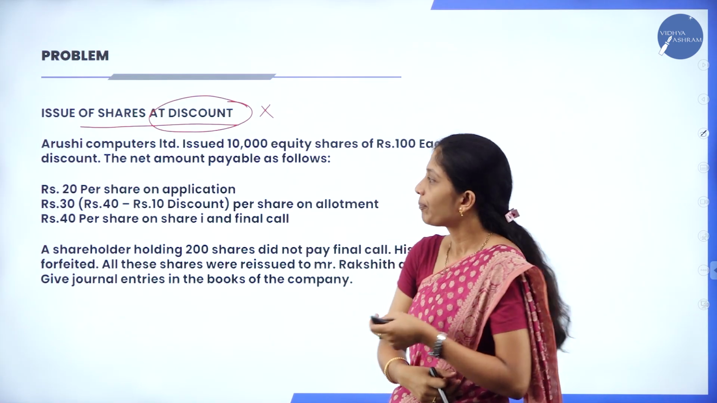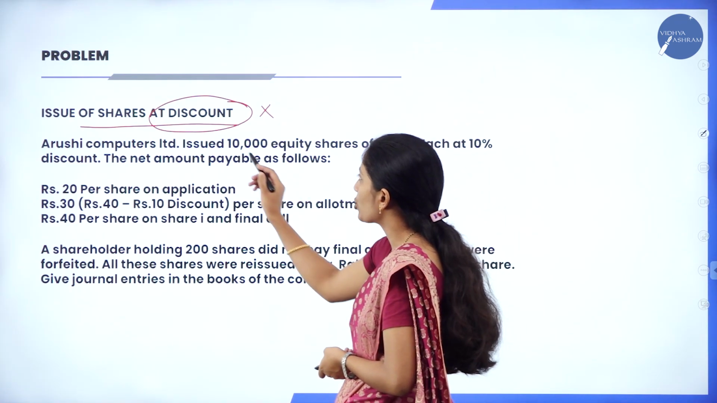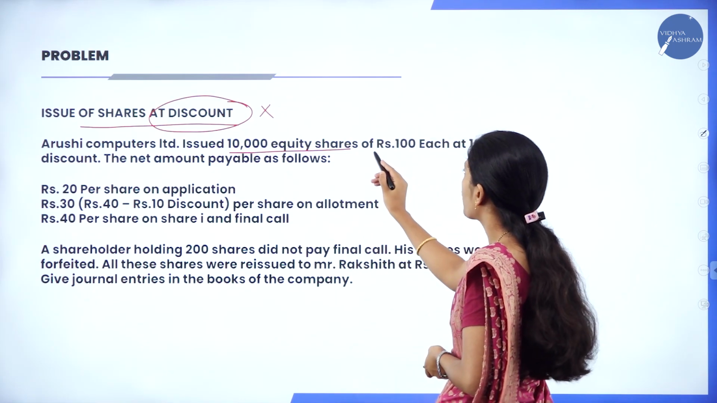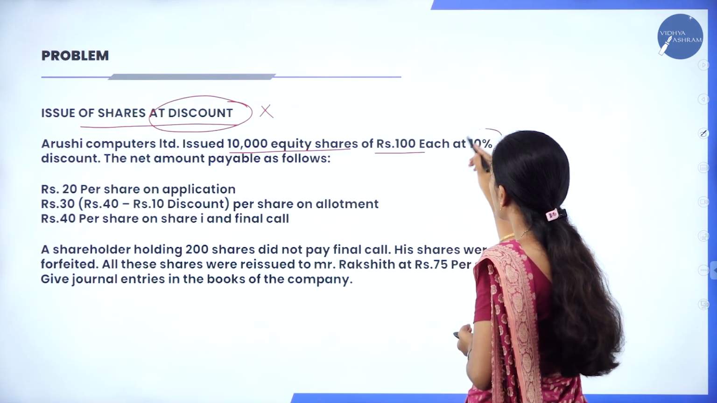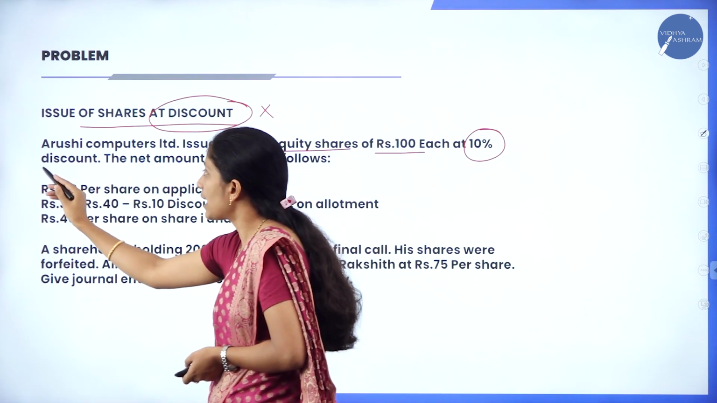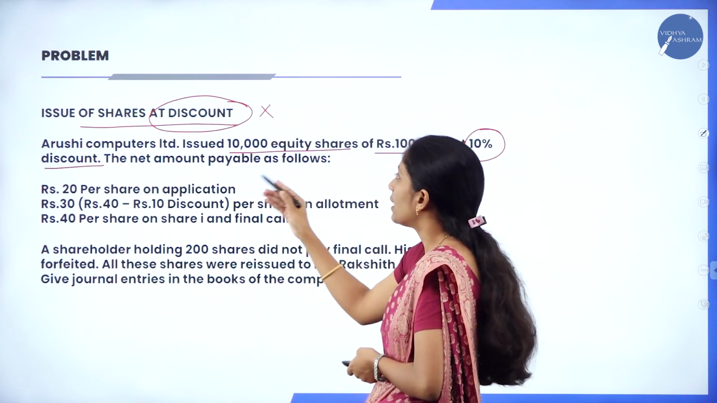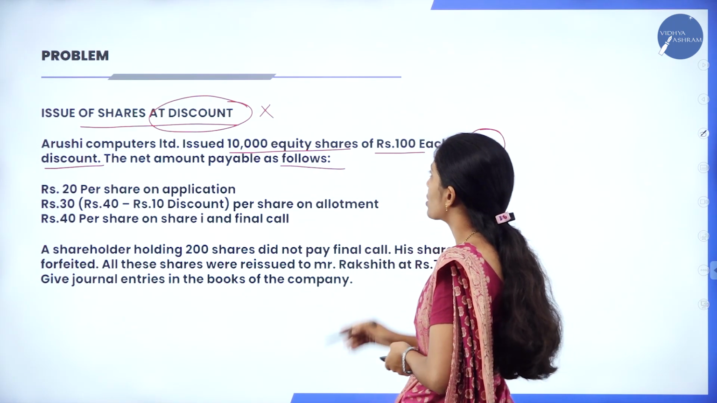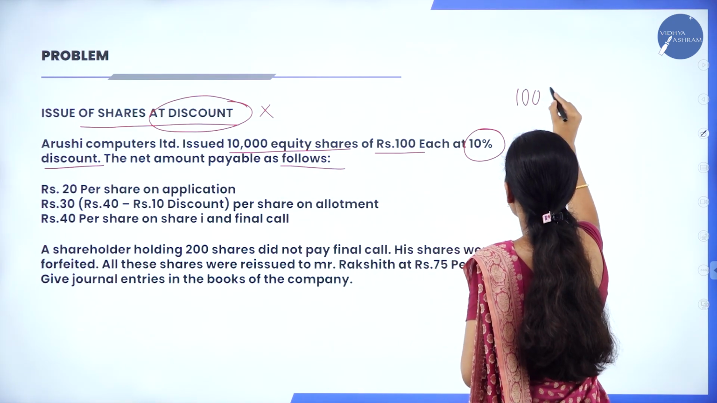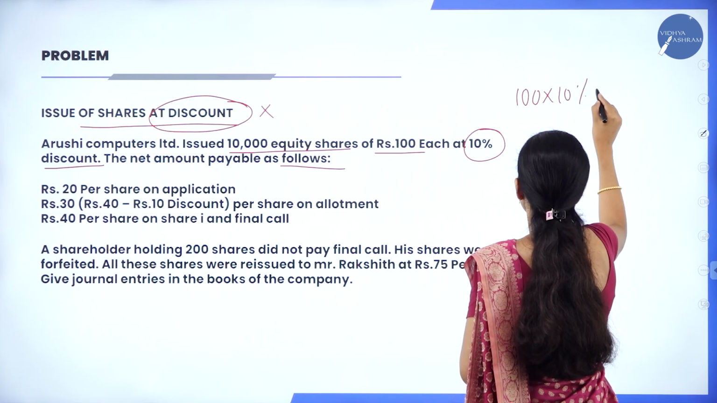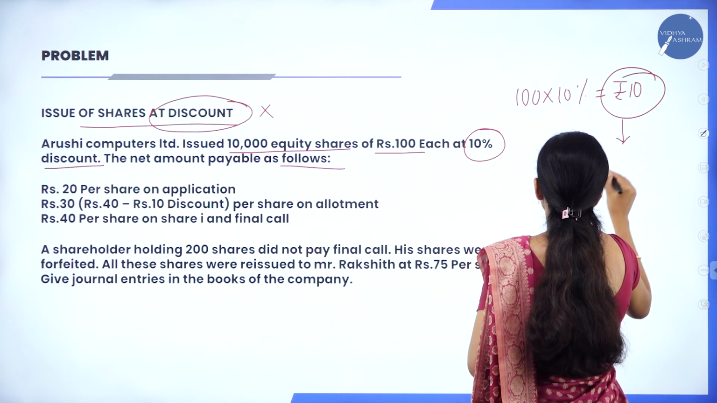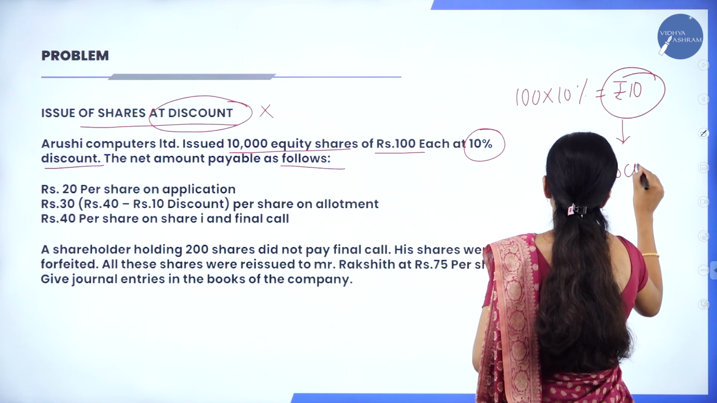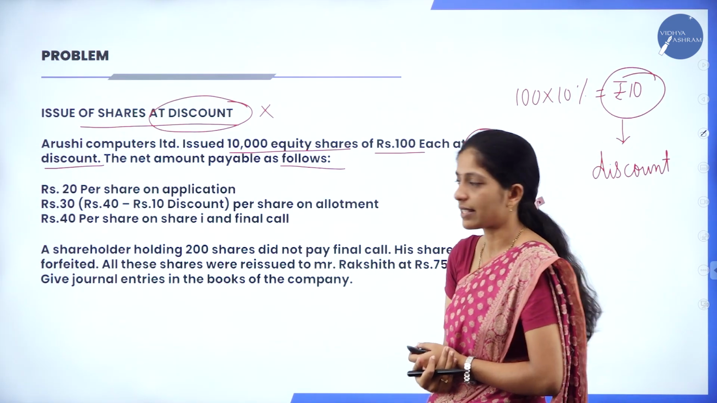So go through this. Arushi Computers Limited issued 10,000 equity shares at rupees 100 each at 10% discount. Here they have given that it has been issued at 10% discount. The net amount is payable as follows. Now 100 into 10% is 10 rupees. Correct? So the discount amount is 10 rupees.